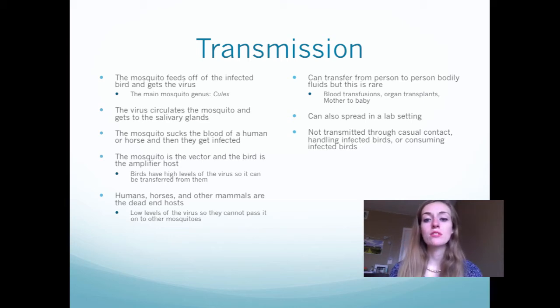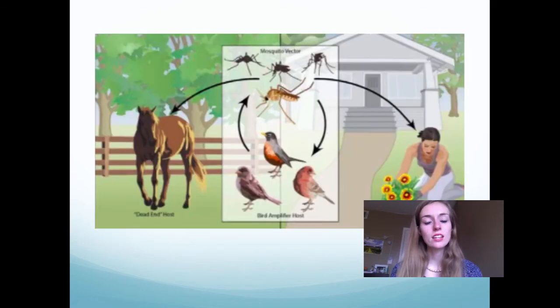So it can be transferred from person to person through bodily fluids, but this is pretty rare. So things like blood transfusions, organ transplants, or from mother to baby, but these are rare occasions. It can also spread in a lab setting, and it is not transmitted through casual contact, handling infected birds, or consuming infected birds. So here is a picture again of the mosquito as the vector and the bird as the amplifier host, and they pass it on to each other, and then the mosquito passing it on to the dead end host such as the horse or the human.